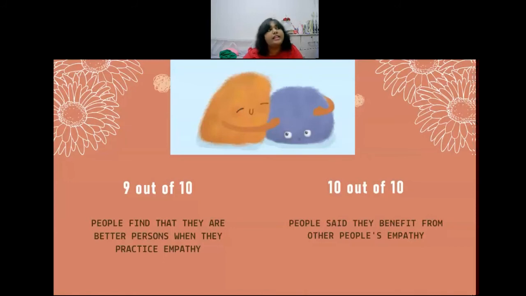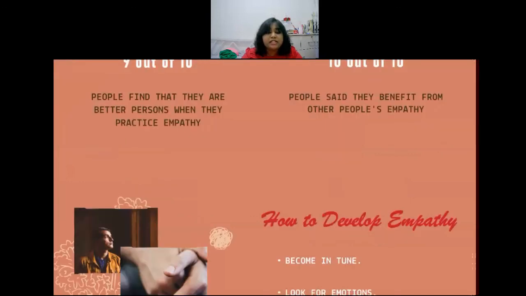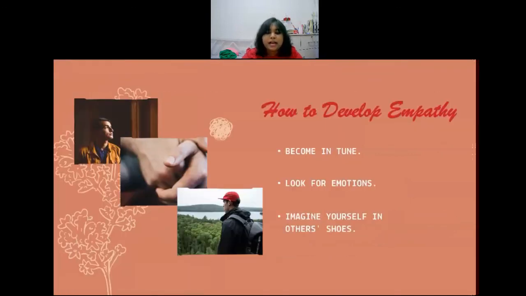All right. From a survey done in general, 9 out of 10 people find that they are better persons when they practice empathy, whereas 10 out of 10 people said that they benefit from people's empathy. Therefore, empathy is required to be instilled within ourselves because it helps us understand how others are feeling so we can respond appropriately to the situation.